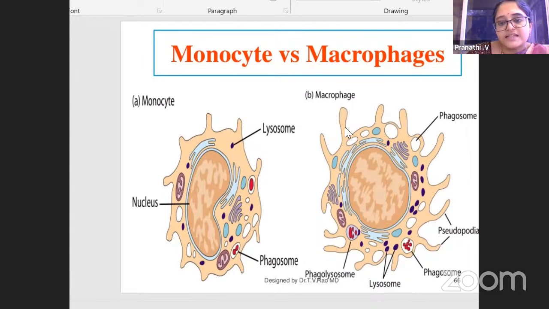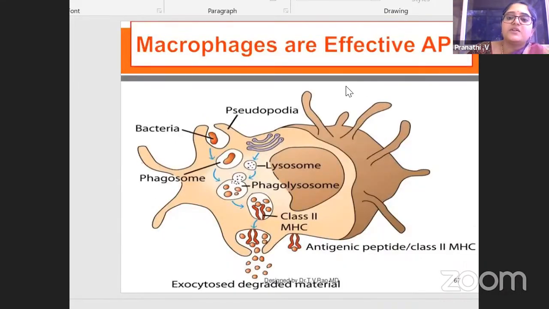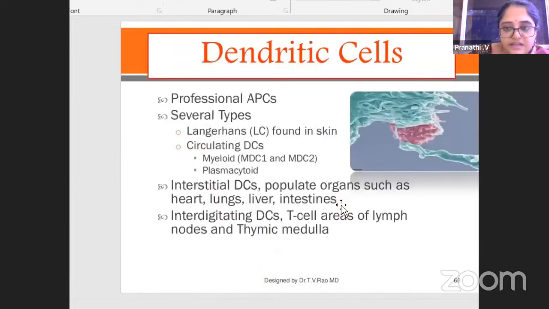This is the macrophage. It has pseudopodia, which help in engulfing the different kinds of pathogens present. They are also effective antigen presenting cells. This is how a bacterium is engulfed by the macrophage and goes inside the lysosome, forming a phagolysosome with the class 2 MHC complex, which is going to destroy this bacterium and release the degraded material.